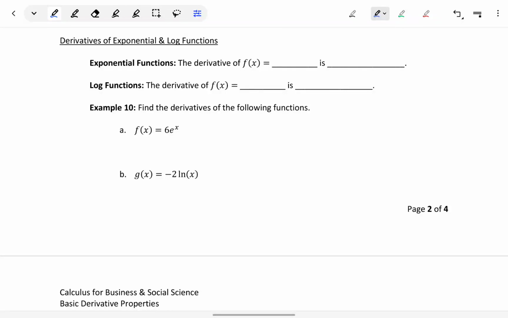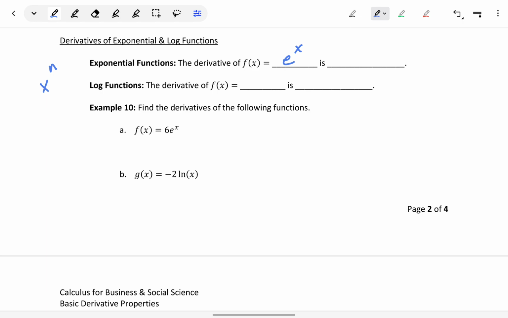Different functions have different rules for how we differentiate them. We just introduced the power rule, which again was for a function of the form x to the n power, so a variable raised to a constant power. Now we want a derivative property for exponential functions, like e to the x.